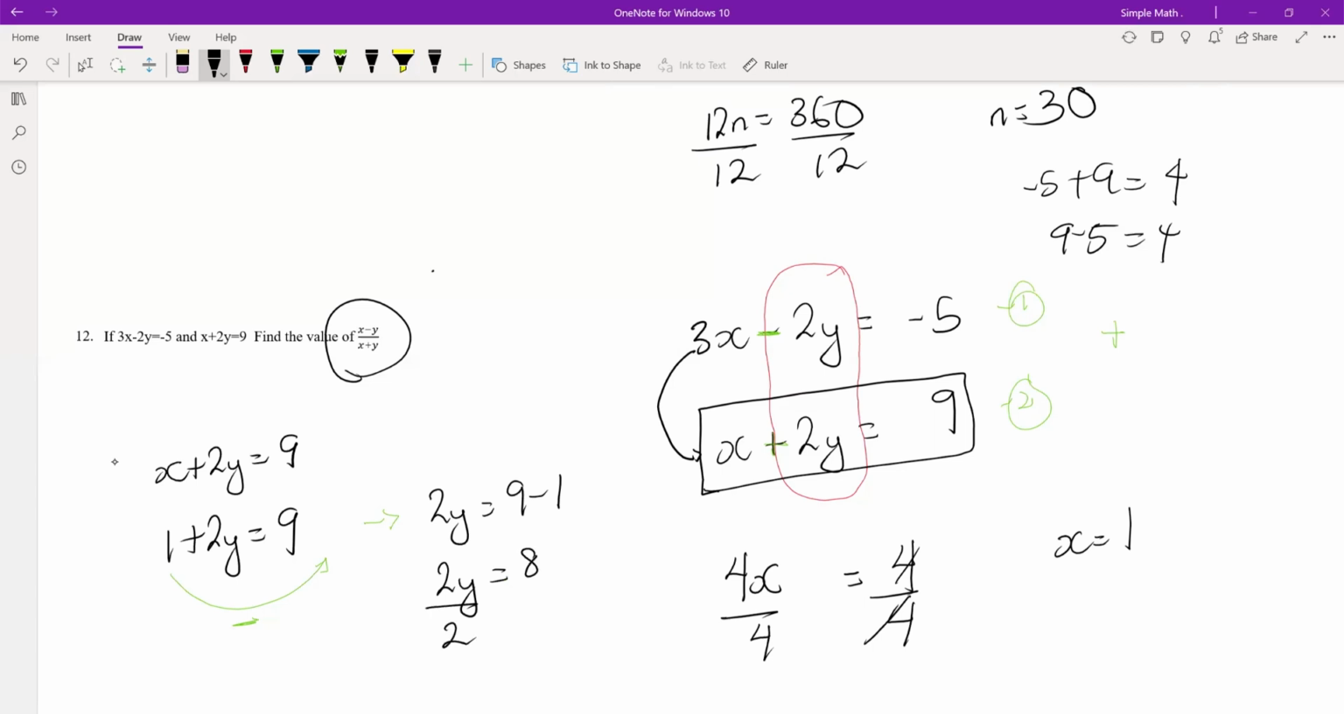Divide both sides by 2. Y is equal to 4. So it means that our x is 1, y is 4. We can now put it into this. So we have 1 minus 4 over 1 plus 4. 1 minus 4 will be minus 3. 1 plus 4 is 5. So our answer is minus 3 over 5, like this.